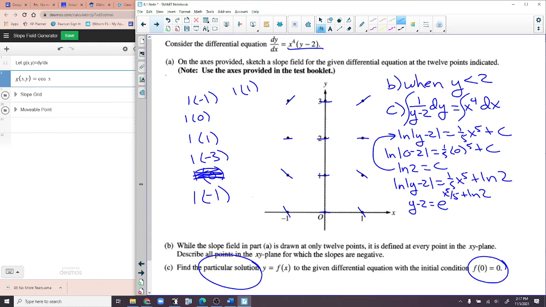We got to clean this up. So y minus 2 is equal to e to the x to the 5th over 5 times e to the natural log of 2. But what is e to the natural log of 2? It's 2, right? Same bases. Base is e. Natural log, that's a base e. Both the bases are the same. That's 2. So the final answer is 2e to the x to the 5th over 5 plus 2, because we're going to add that 2 over.